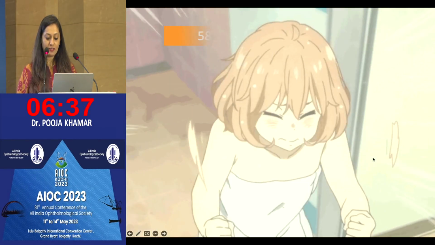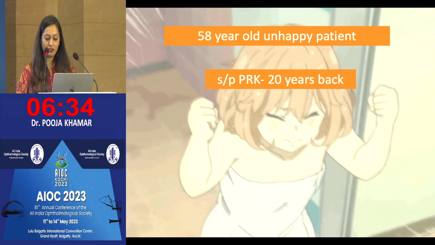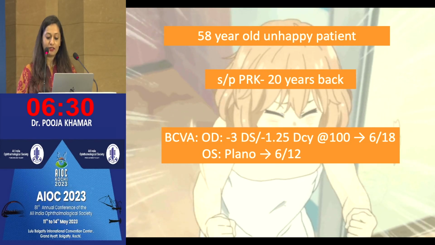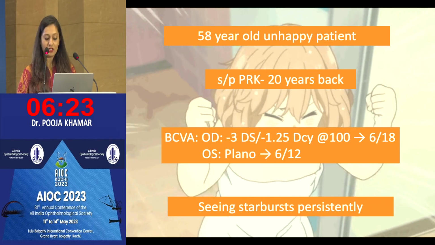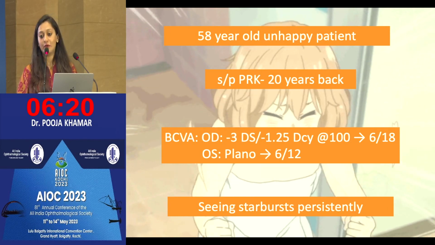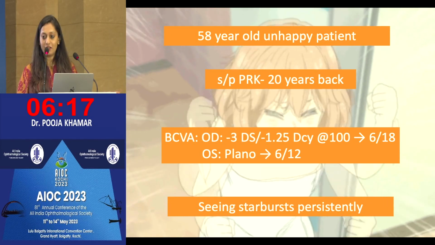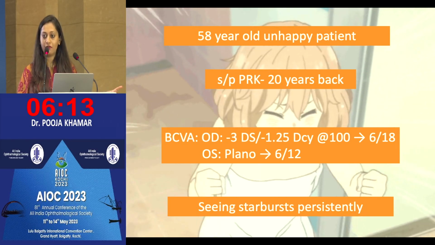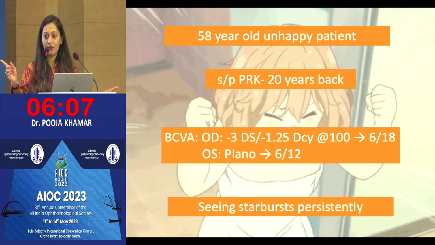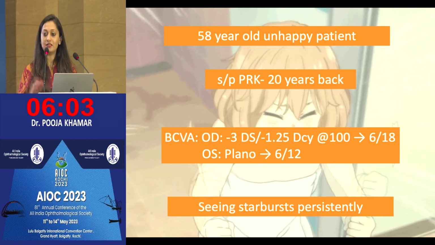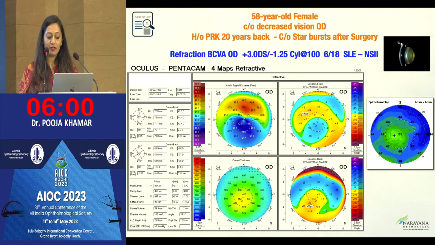So let's look at these two case examples. This was a 58-year-old unhappy patient. She had a history of PRK 20 years back, and this was her refractive error. She came with cataract, but the history she gave was that she has been seeing persistent starbursts since the time of her refractive surgery. So this is a case where she doesn't have poor quality of vision because of her cataract, but her quality of vision has been poor since the time of refractive surgery. The history taking here is very important: since when is the quality of vision bad. When you do a detailed evaluation, you come across this topography. And here, this refractive error might not be completely because of the cataract, but it can be because of the decentered ablation.